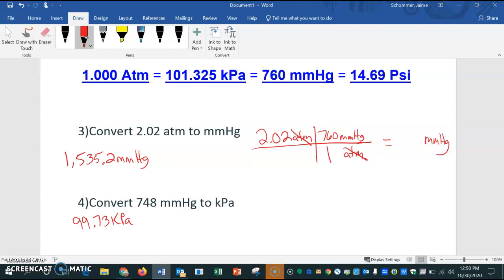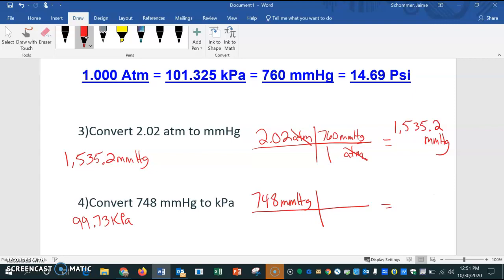So let's take a look at this. If I have 1 atmosphere and it equals 760, and I have that standard, right? I have 2.02 atmospheres. So my numbers should be double 760, right? Because this is 1, I have double that. So if we take a look at it, your final answer, 2.02 times 760 divided by 1, again, gives you 1,535.2 millimeters of mercury.